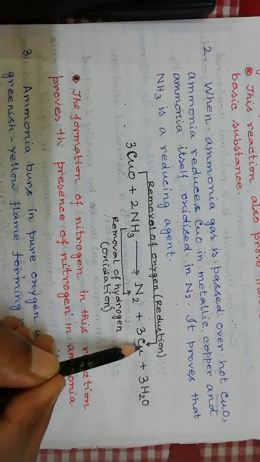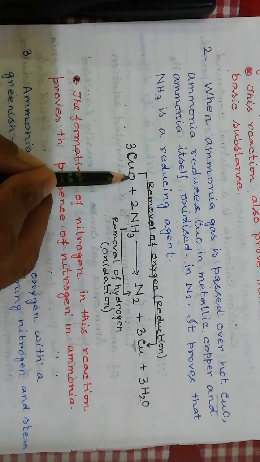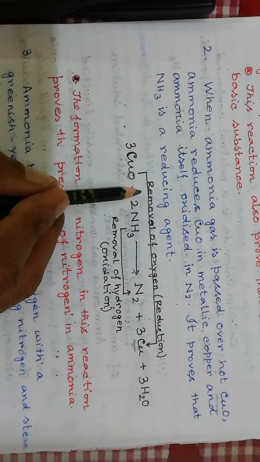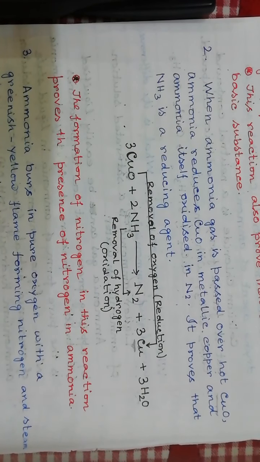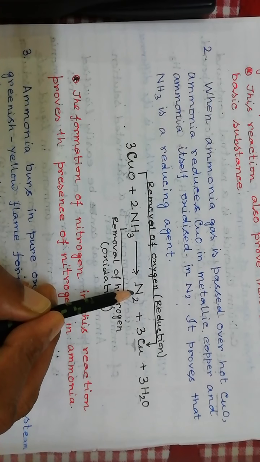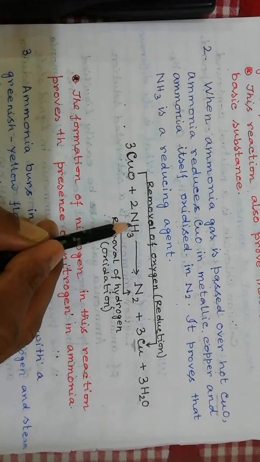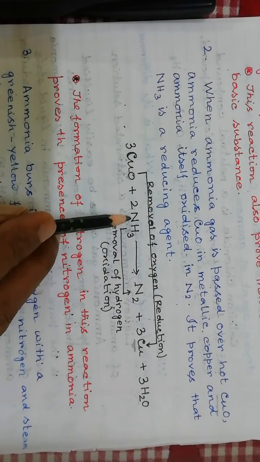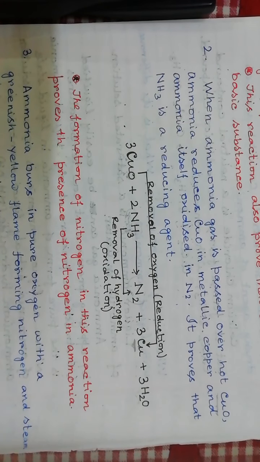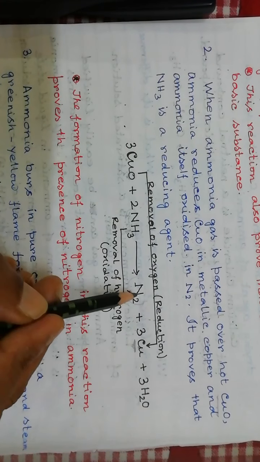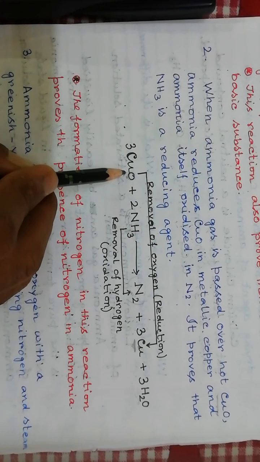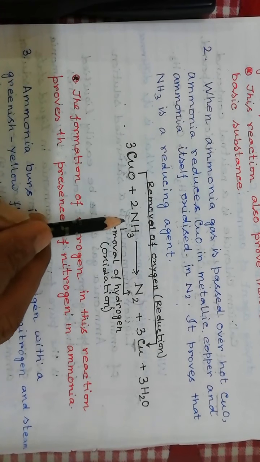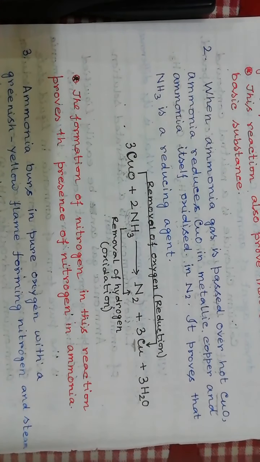Copper is produced from cupric oxide, and for that the oxygen is removed. The removal of oxygen is known as reduction. Now for ammonia, nitrogen is produced, and due to that hydrogen is removed from ammonia. The removal of hydrogen is known as oxidation. So ammonia gas itself is oxidized into nitrogen, and cupric oxide is reduced into copper. Ammonia gas helps cupric oxide in its reduction, and that is why ammonia is a reducing agent.